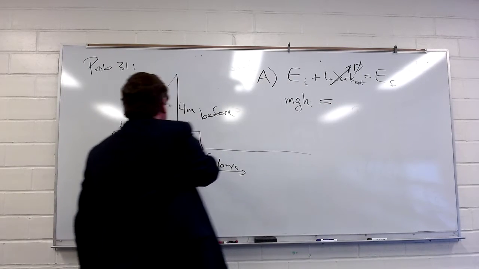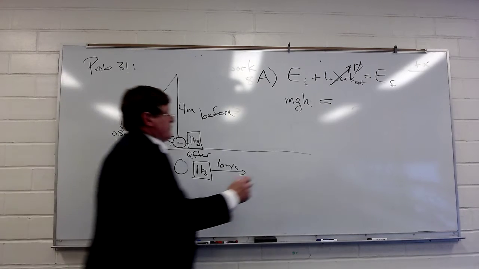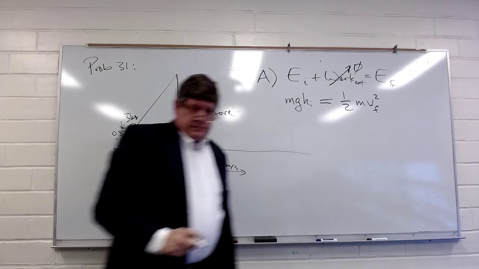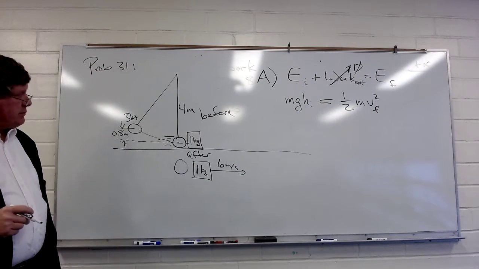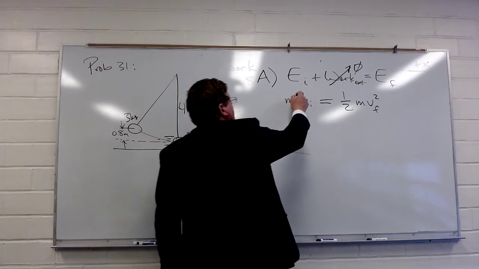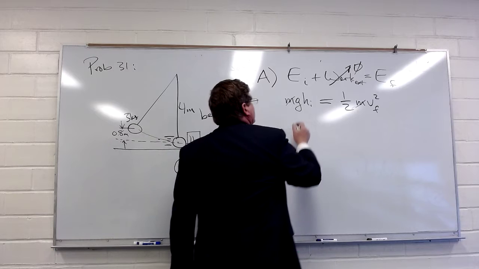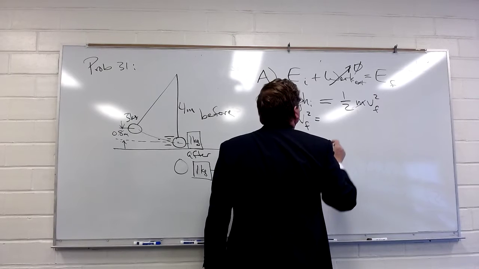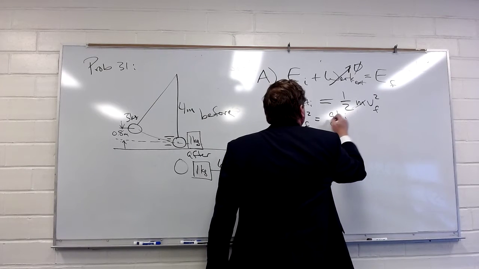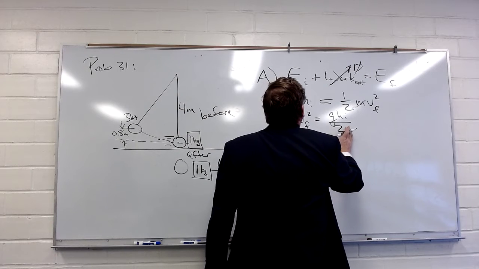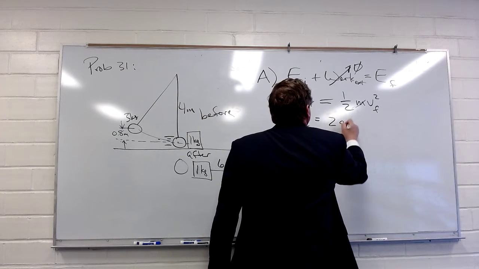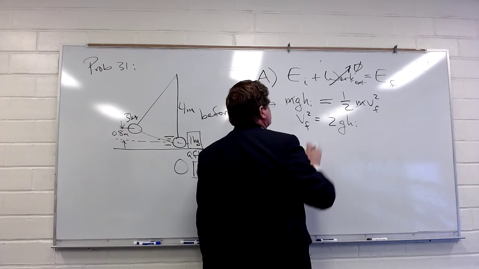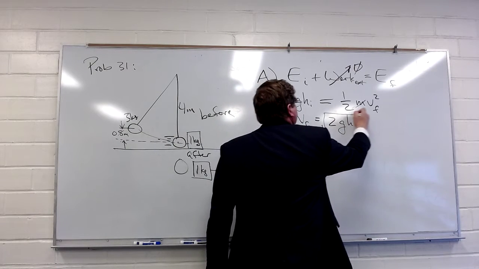At the end, when it's about to hit the block, it's moving, so it has kinetic energy, but no gravitational energy, because now it's at its lowest point. So I can see that the mass is going to cancel out here, and I can solve for V final squared is going to be equal to 2 g h initial. Okay, and that means that the V final is just going to be the square root of this.